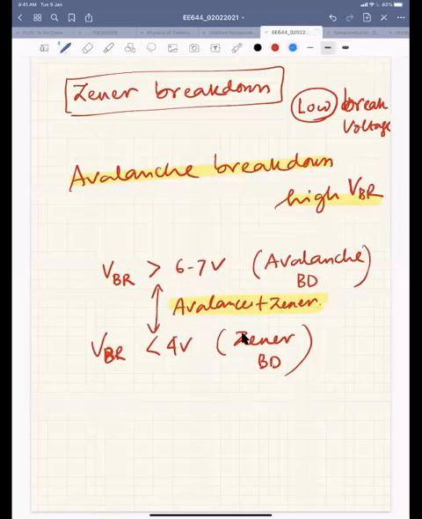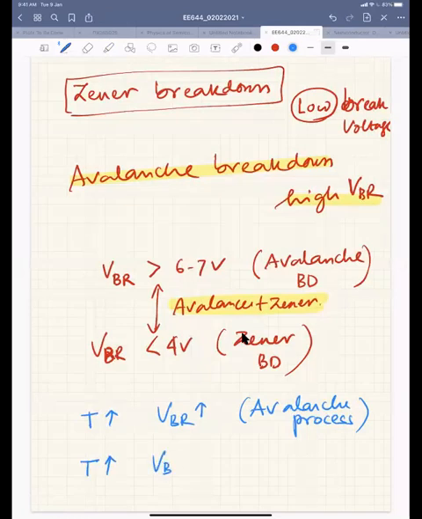So for avalanche breakdown, if you increase temperature, your breakdown voltage will increase. This is for the avalanche process, and for the tunneling process the breakdown voltage decreases. So by doing the temperature dependent study, you can find whether your breakdown is happening because of avalanche or tunneling.